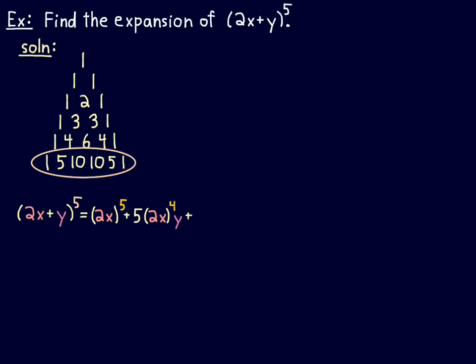Then the 5 here comes from the binomial coefficient. I've got those in yellow, notice, see? So that's where that 5 comes from. And then this is raised to the 4th power. It goes down 1 power. Meanwhile, the other one, which is y, starts going up in powers.